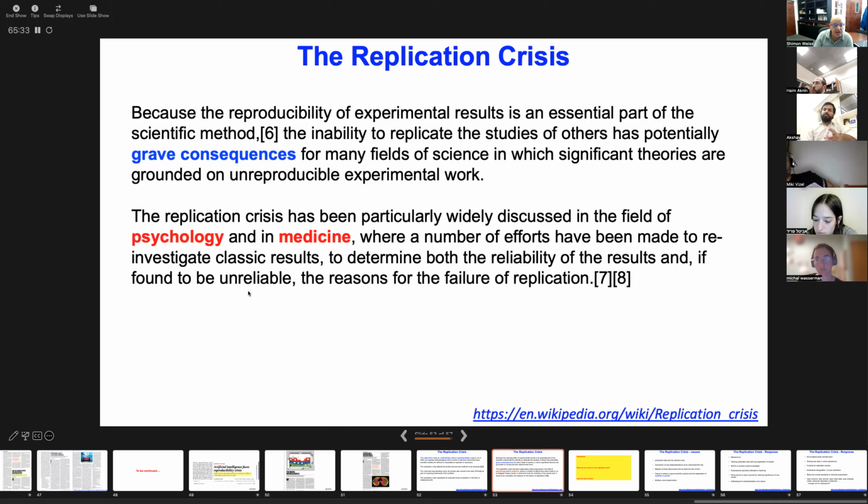The replication crisis has been particularly widely discussed in the field of psychology and in medicine, where a number of efforts have been made to reinvestigate classical results to determine both the reliability of the results and, if found to be unreliable, the reasons for the failure to replicate.